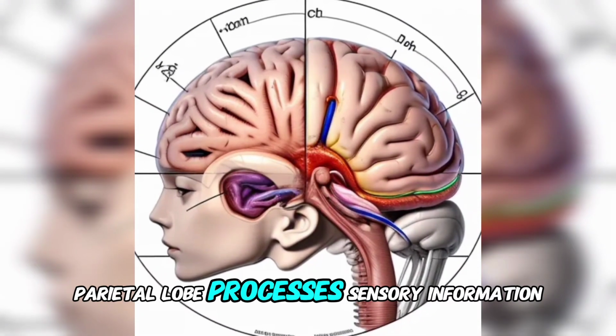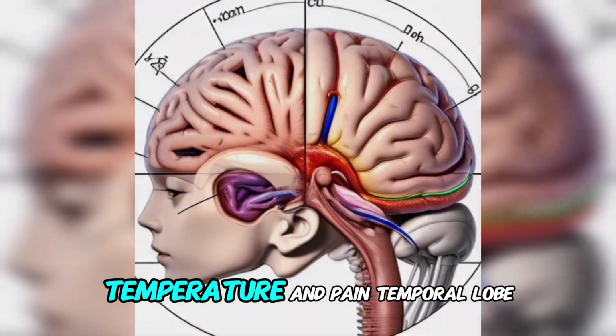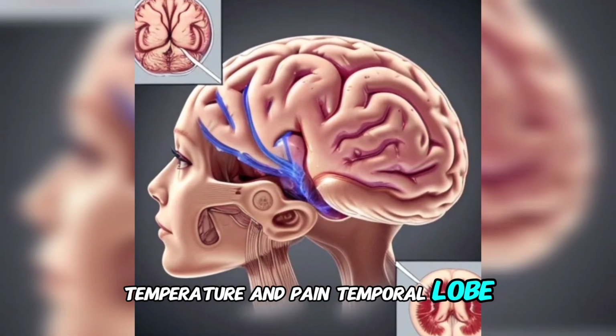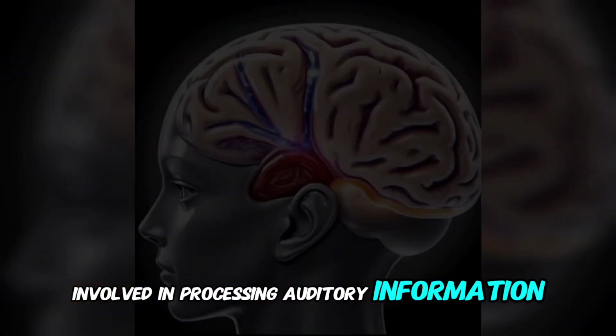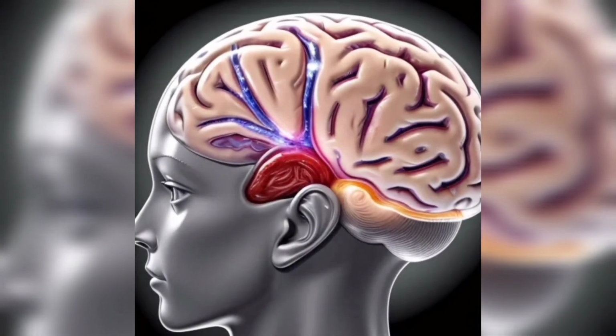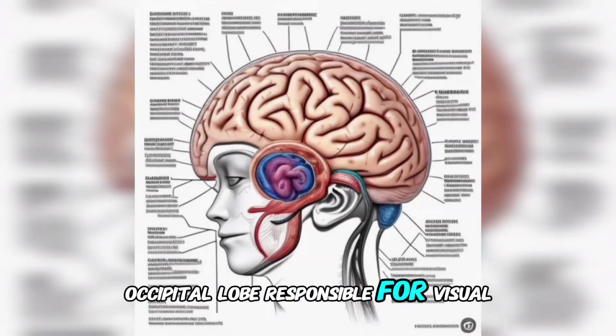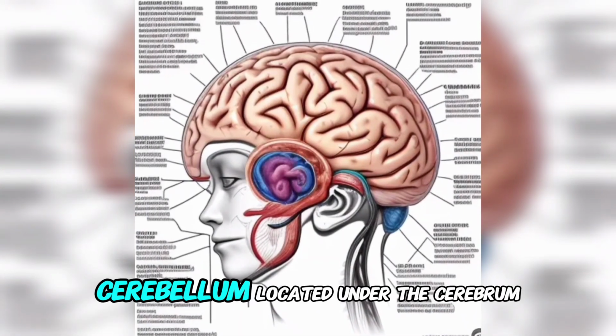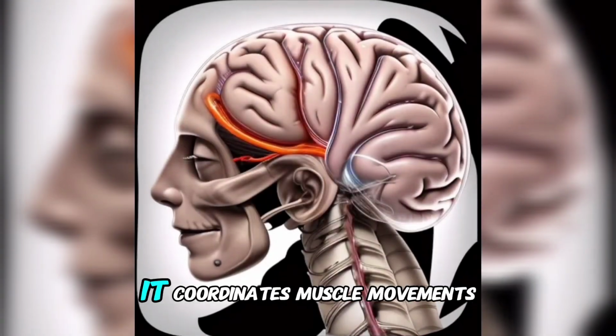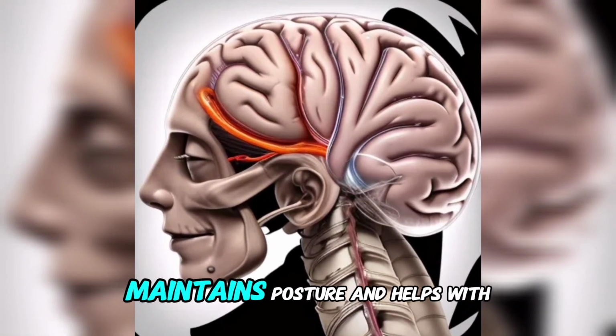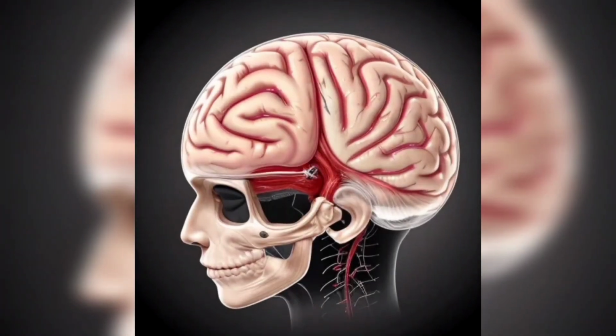Parietal lobe: processes sensory information like touch, temperature, and pain. Temporal lobe: involved in processing auditory information and is essential for memory and speech. Occipital lobe: responsible for visual processing. Cerebellum: located under the cerebrum, it coordinates muscle movements, maintains posture, and helps with balance.